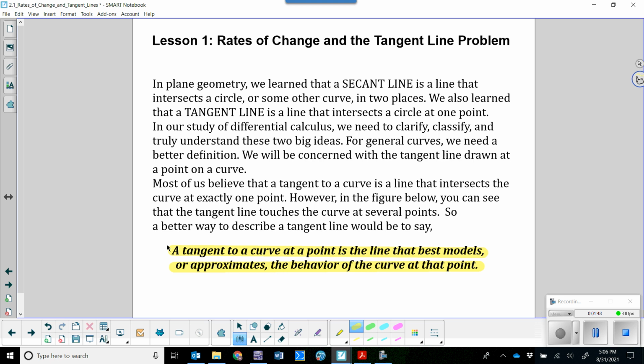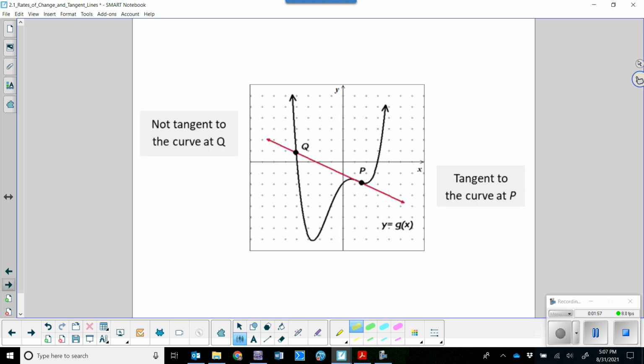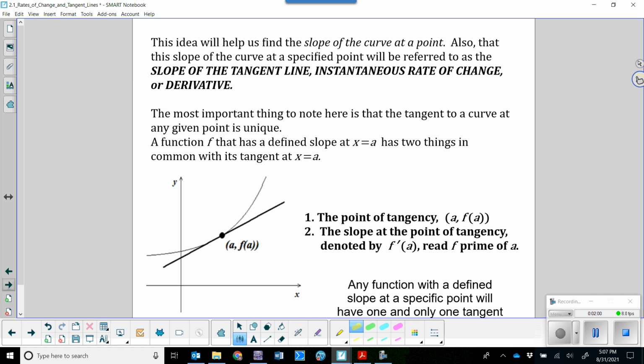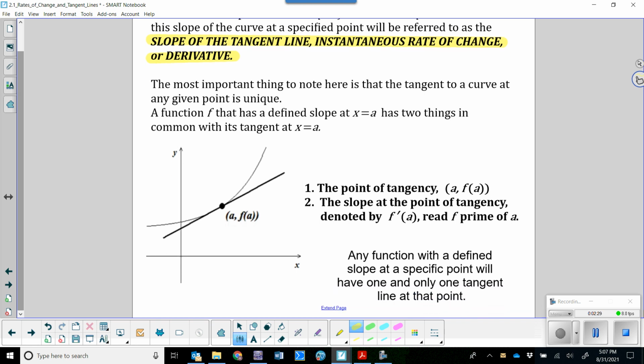So the tangent line is what best models right there at that point. So really close to that point is what we're talking about. The curve could be curvy, but really close to that point, the line is going to approximate that. Again, this idea will help us find what we call the slope of a curve at a point. And there's many things we call it. We call it the slope of the tangent line, we call it the instantaneous rate of change, or the derivative. So all of those things will be talked about many times. That's kind of important to know. Those are terminologies we use, and those are the different terms that we will say.